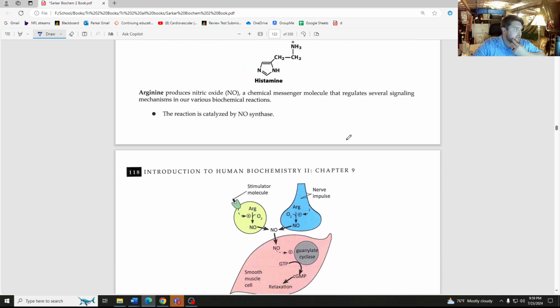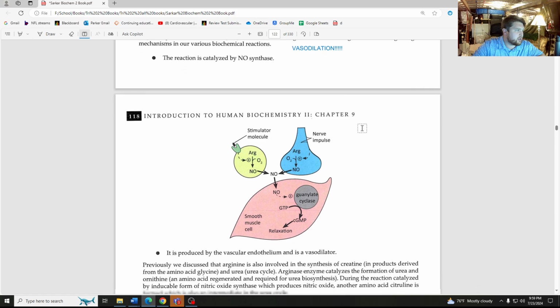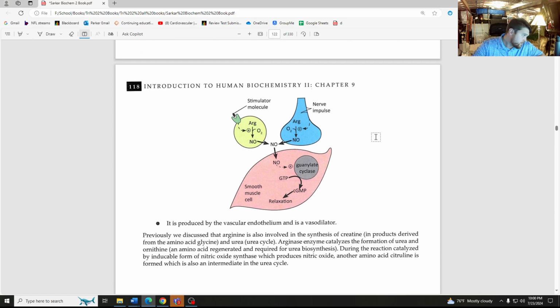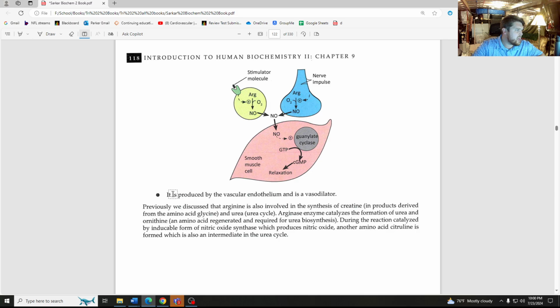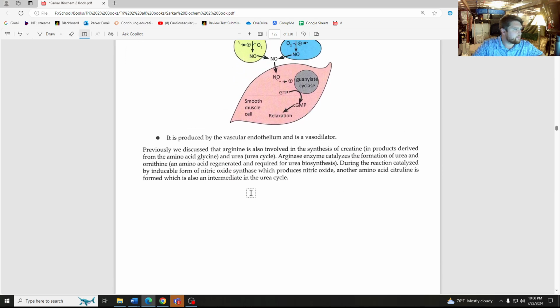Arginine produces nitric oxide, a chemical messenger molecule that regulates several signaling mechanisms in our various biochemical reactions, primarily vasodilation. The reaction is catalyzed by NO synthase, nitric oxide synthase. It is produced by the vascular endothelium and is a vasodilator.